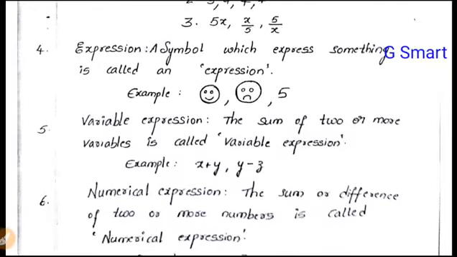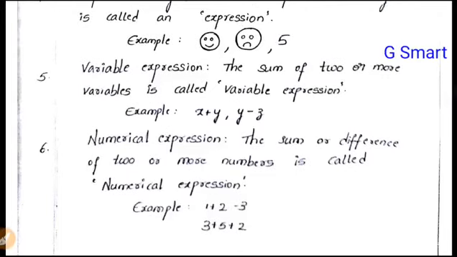Next, variable expression. The sum of 2 or more variables, or the difference of 2 or more variables, is called a variable expression. Numerical expression. The sum or difference of 2 or more numbers is called a numerical expression. So in the above example, x plus y, y minus z, only variables are present. In the below example, 1 plus 2 is equal to 3, 3 plus 5 plus 2, these are only numerals with operations.